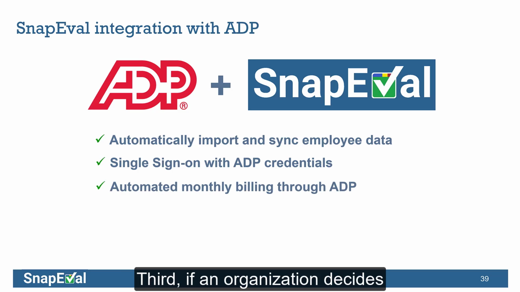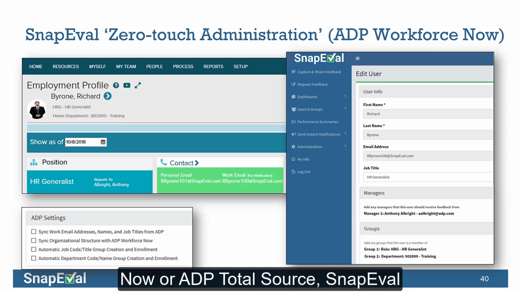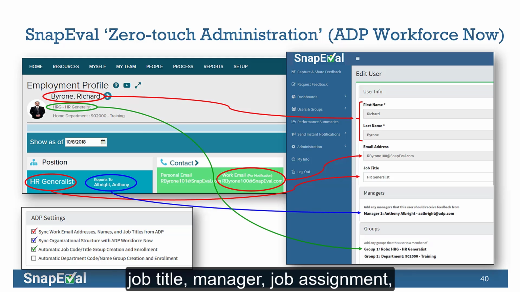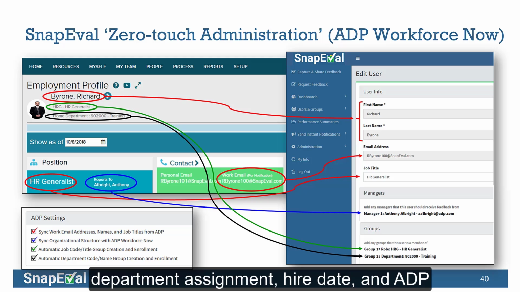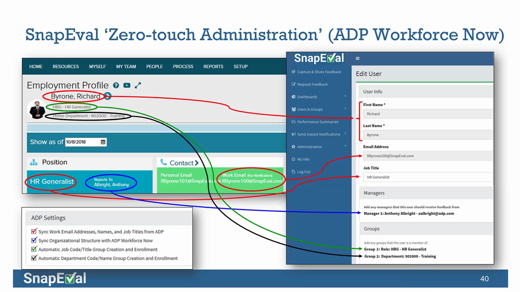Third, if an organization decides to deploy SnapEval to more than 10 users, they will be billed for the SnapEval subscription as a line item on their monthly invoice from ADP. When integrated with ADP Workforce Now or ADP TotalSource, SnapEval automatically imports and updates employee name, work email address, job title, manager, job assignment, department assignment, hire date, and ADP status, such as active or terminated.